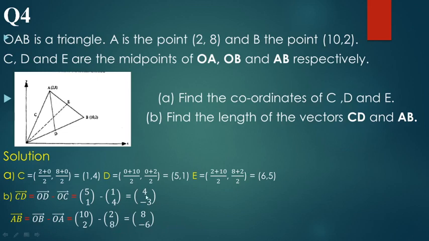So the first thing you want to do is to find the position vectors of CD and AB. After finding the position vectors of CD and AB in column form, of course, then you find the modulus of them to get the lengths.